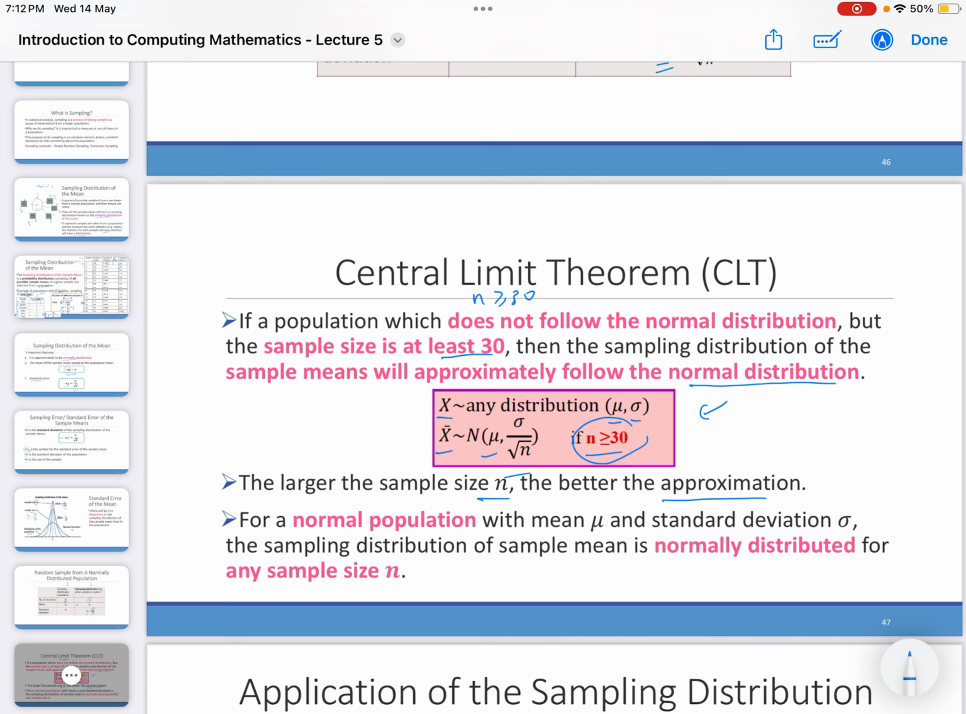Okay, for a normal population, so let's say x is normal. So we have x normally distributed with mean mu and standard deviation sigma. Okay, and then the sampling distribution of the sample mean is normally distributed for any sample size. So for this one, we don't really care about n. N is small or large, the x bar will always be normally distributed with mean mu, and then the standard deviation is sigma over square root n. Always, whatever n is, if the population is normal. Okay.